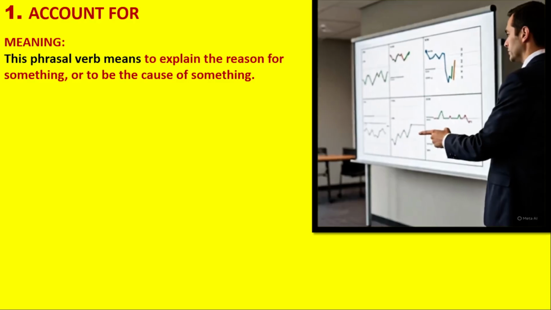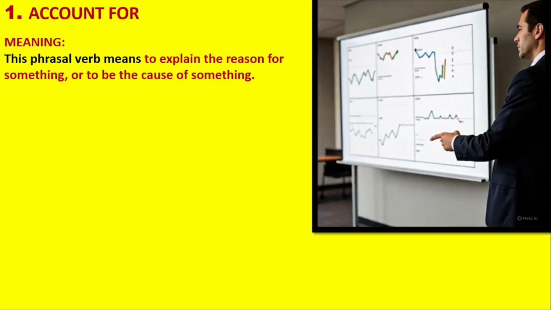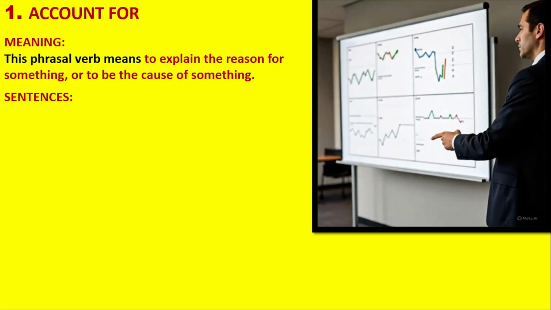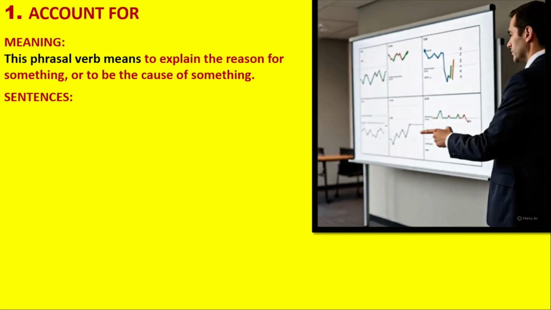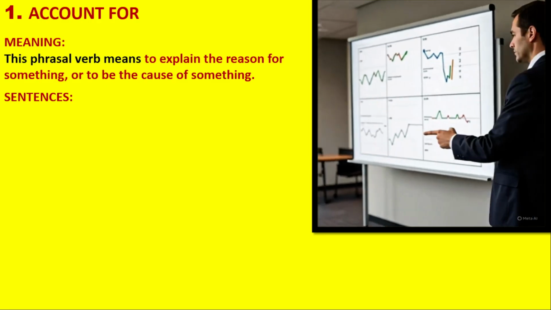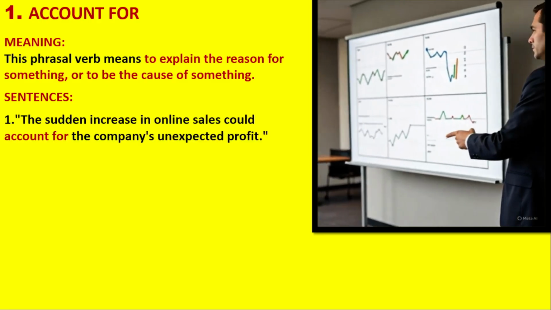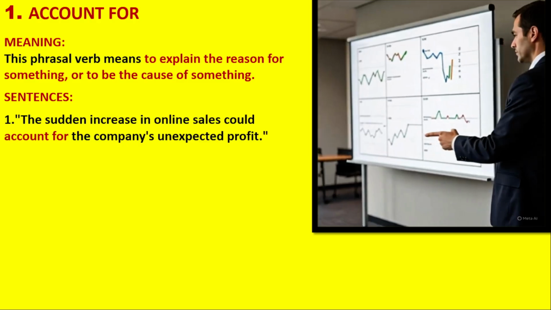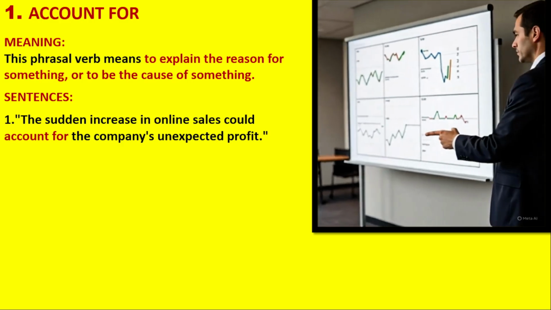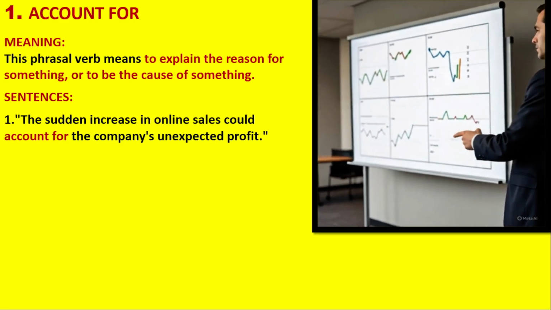Let's look at an image to make it clearer. This image shows someone explaining something. It highlights account for. Now, let's look at some sentences to understand it better. The sudden increase in online sales could account for the company's unexpected profit. This means the increase in sales explains the profit.